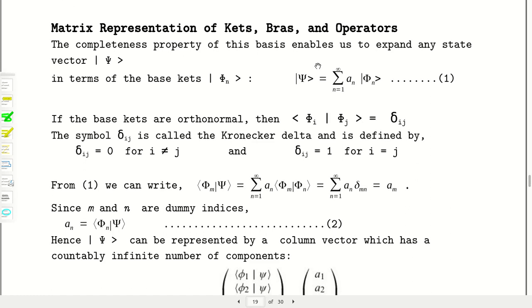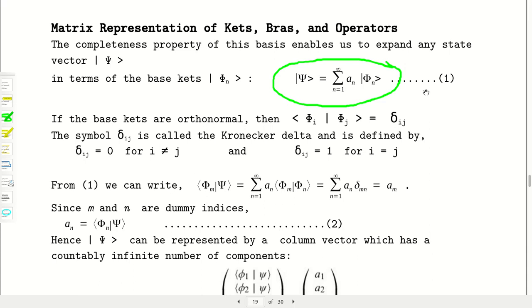Today in this short lecture I will talk about the matrix representation of kets, bras and operators. So we all know that the complete wave function in a Hilbert space can be written like this, where psi is the wave function of a system and phi n are the basis kets, and as it is a Hilbert space, n should run from 1 to infinity. a n are the expansion coefficients.